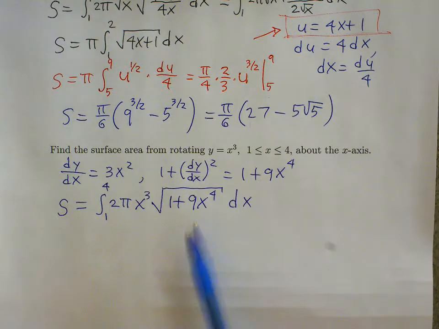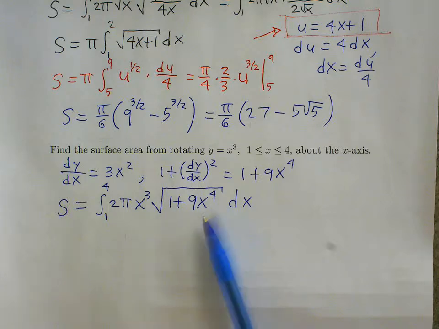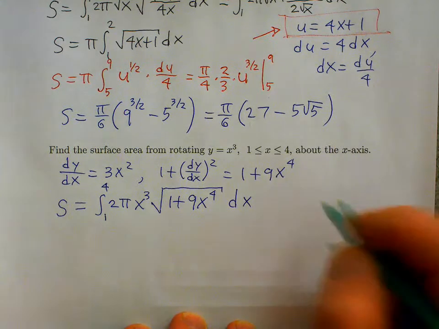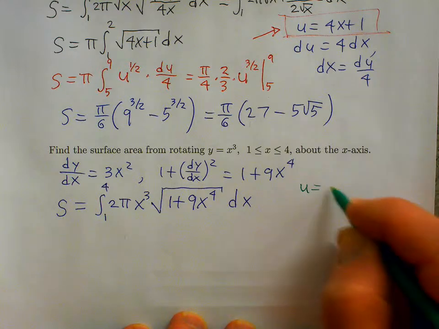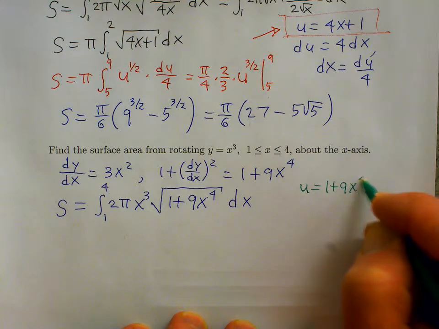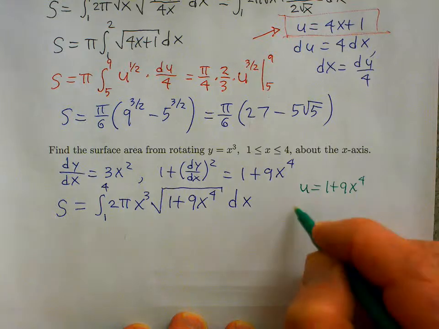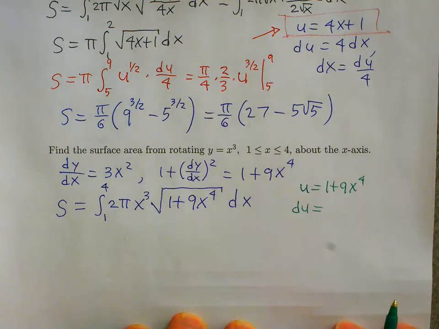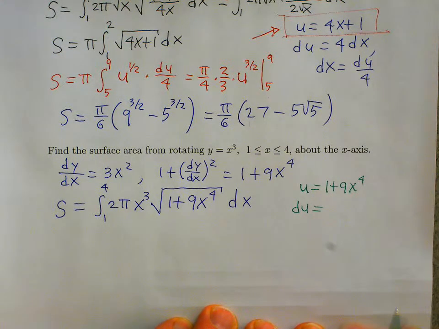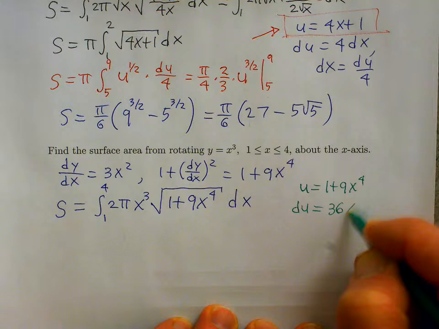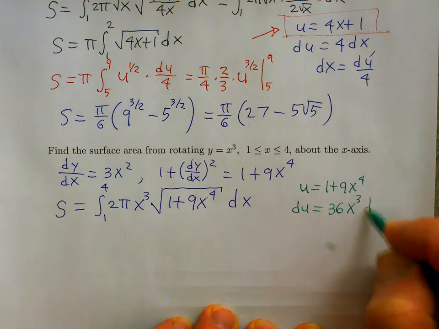Okay, this one also works out pretty nicely. Inside the square root, 1 plus 9x to the 4th. So if we use the substitution rule, we can assign u to be 1 plus 9x to the 4th. And so du, what's du? Yeah, 36x to the third, and then don't forget the dx.